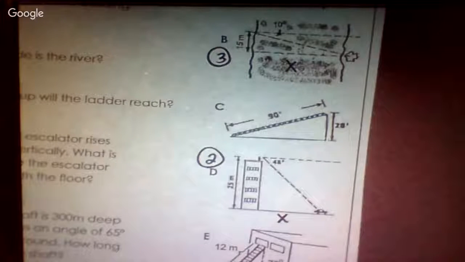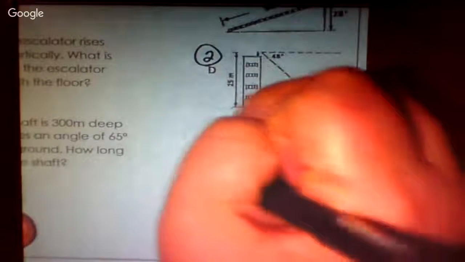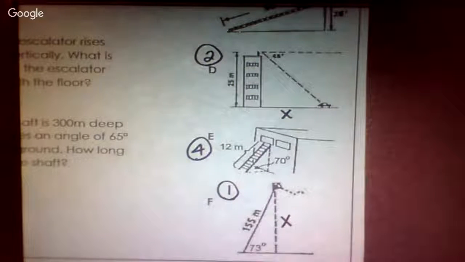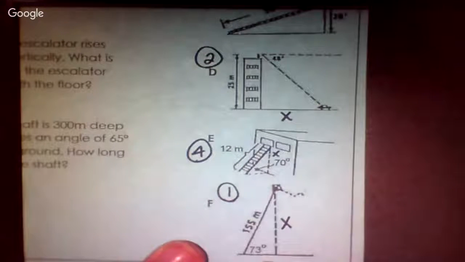Number 4, how far up will the ladder reach? That is E. How high up will the ladder reach? What am I looking for there? The one along the ground or the one going up to the house? The one up along the house is what I'm looking for. Good.